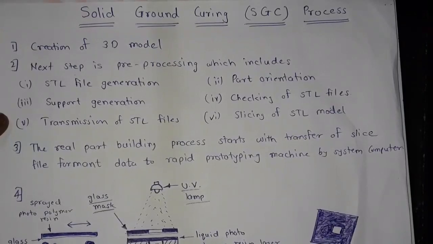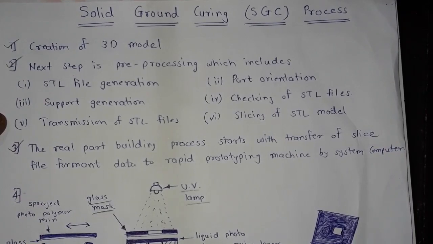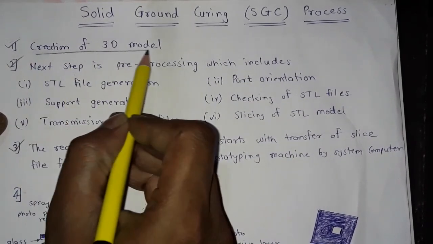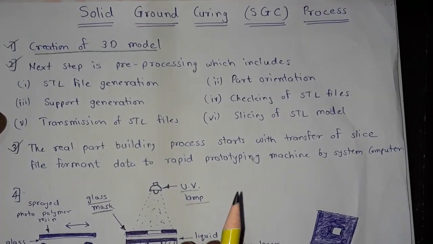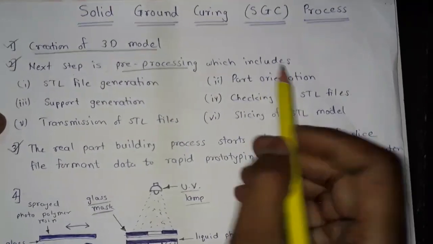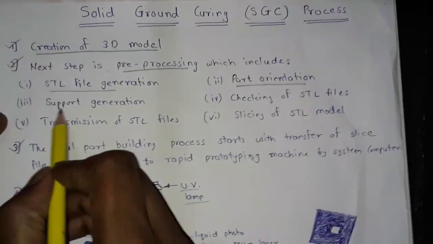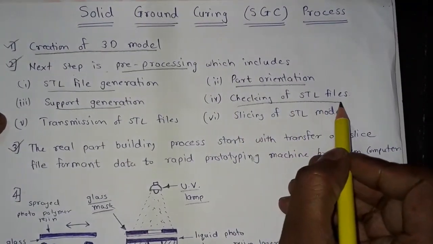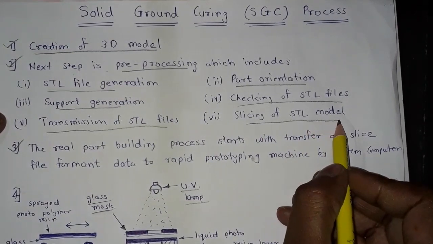Okay friends, in every rapid prototyping system or process, these three processes are common. First is creation of the 3D model of the part which we want to produce. Next step is pre-processing, which includes STL file generation, part orientation, support generation, checking of STL files, transmission of STL files, and slicing of the STL model.